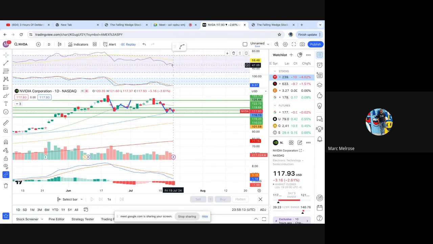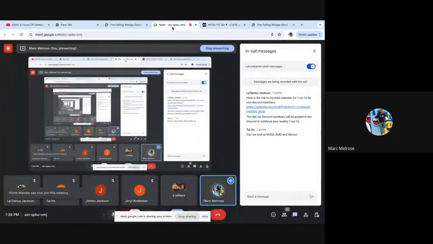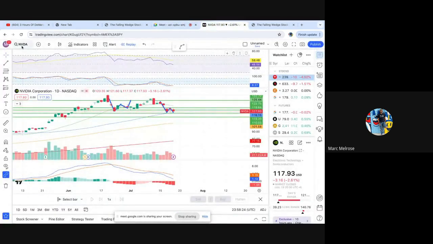Yeah. So if it opens up above 122, we're going to be seeing this green. That's what I see. Thank you. All right. And then let's look at AMD.